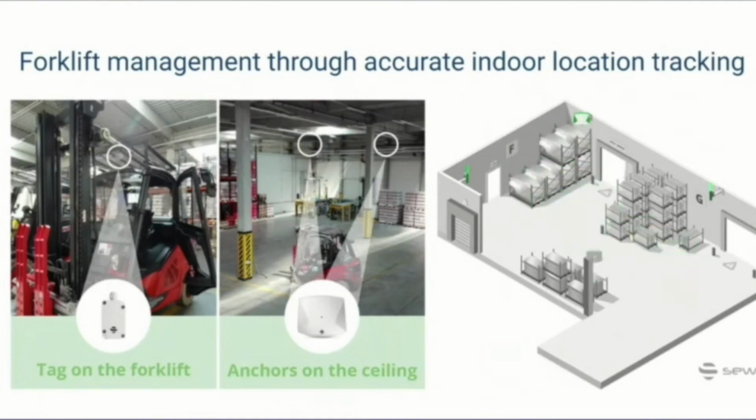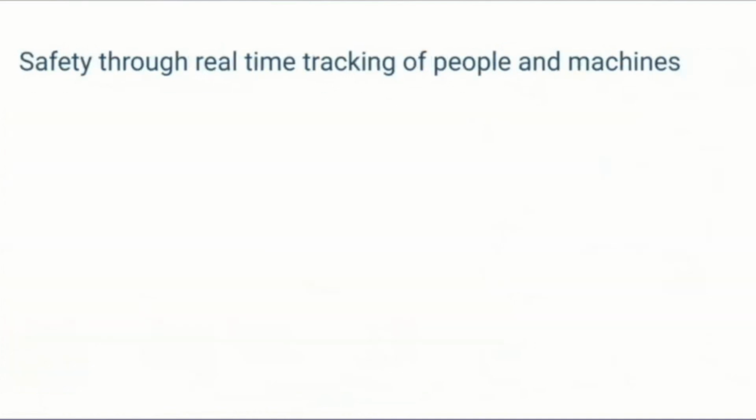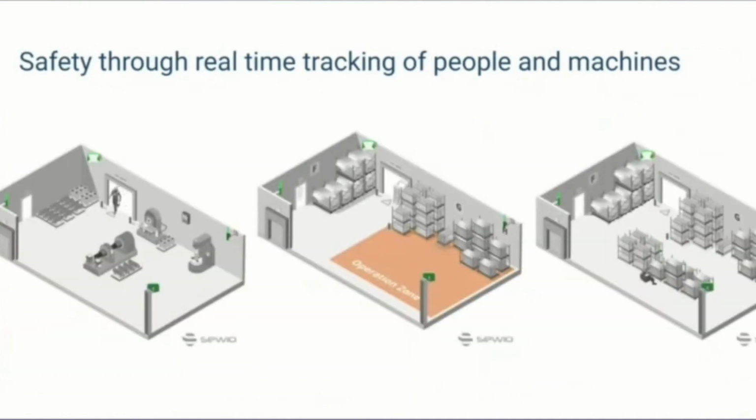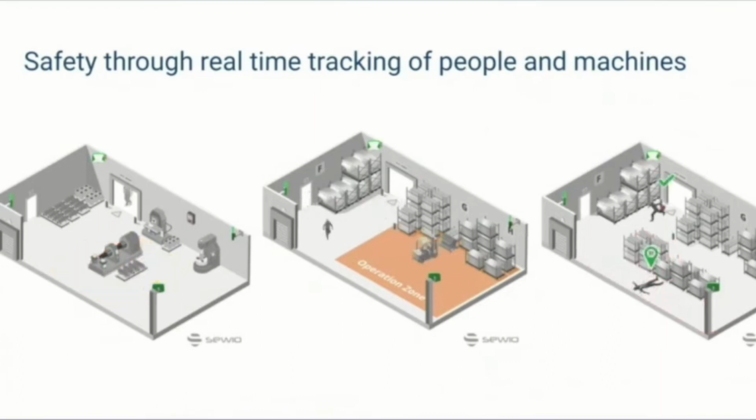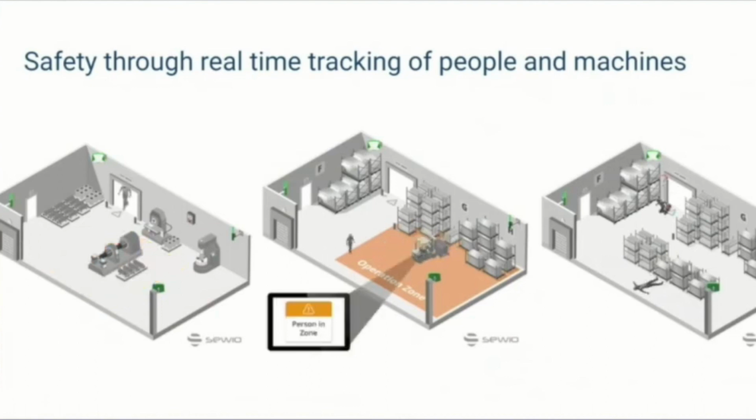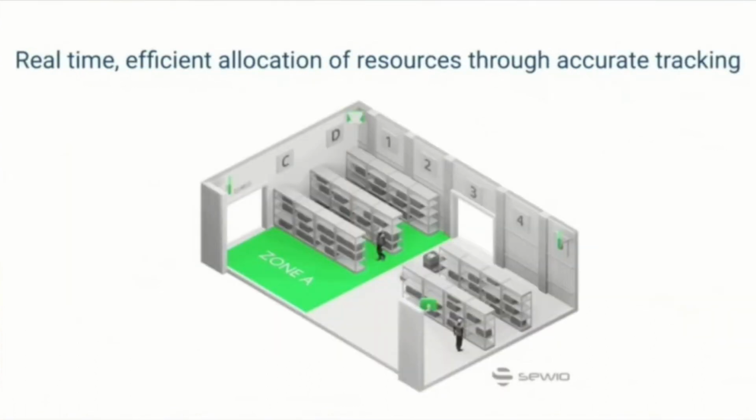Sensors will do things like forklift management through indoor location tracking, or safety through real-time tracking of people and machines. Real-time efficient allocation of resources through accurate tracking, knowing how much you have in inventory and in your warehouse. Pulling and picking on autonomous vehicles and using sensors to know when things need to be reordered.